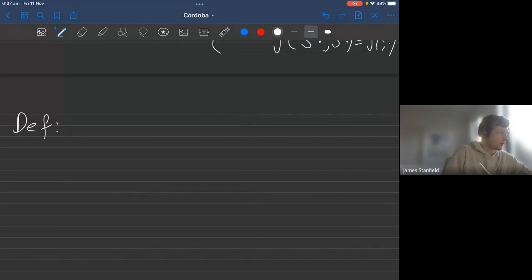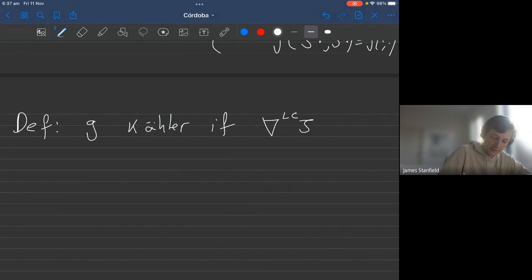So the most studied Hermitian manifolds are the Kähler ones. So we say g is Kähler if the Levi-Civita connection respects the complex structure. Okay. And you might have seen this in other forms, this is equivalent to the fundamental form being closed, where the fundamental form is just g, but we twist by J. Okay, and this is a 2-form on our manifold.